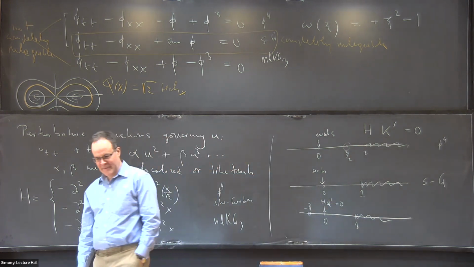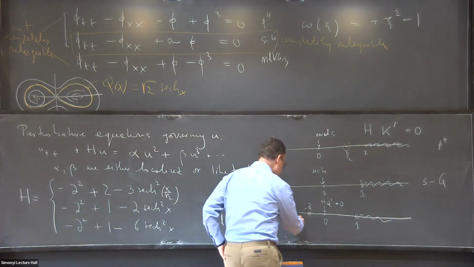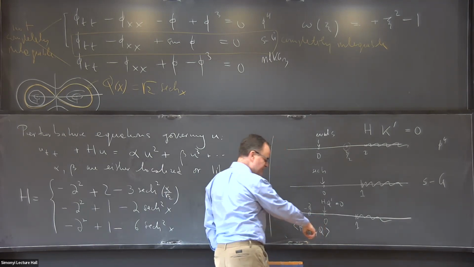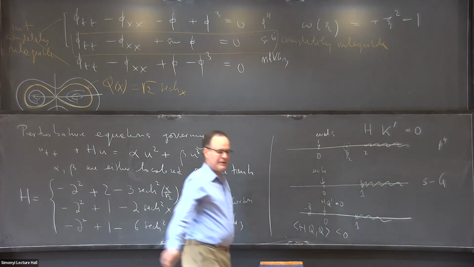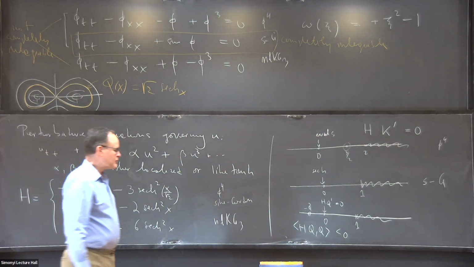Okay. But you can also simply check that there has to be negative spectrum because the Rayleigh quotient, which is just this inner product, I don't need to divide by the integral of q squared, is negative. Yeah. You can just check it, okay? And therefore there has to be negative spectrum.